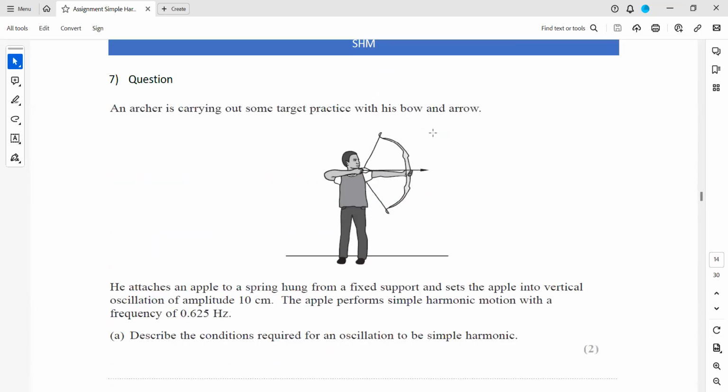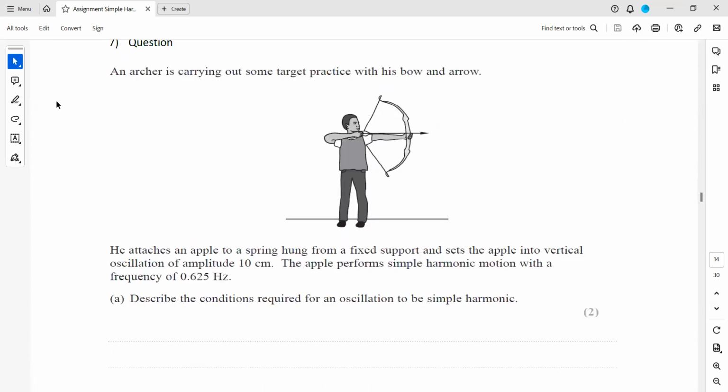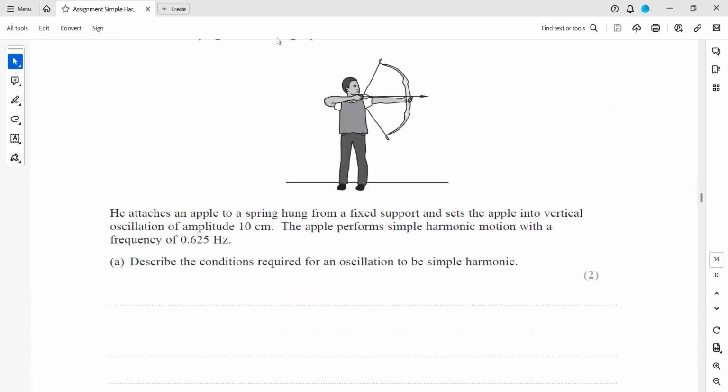In question 7, an archer is carrying out some target practice, and with his bow and arrow, he attaches an apple to a spring hung with a fixed support and sets the apple to vibrate or oscillate with an amplitude of 10 centimeter. The apple performs simple harmonic motion with a frequency of 0.625 Hz. Describe the conditions required for an oscillation to be simple harmonic motion.